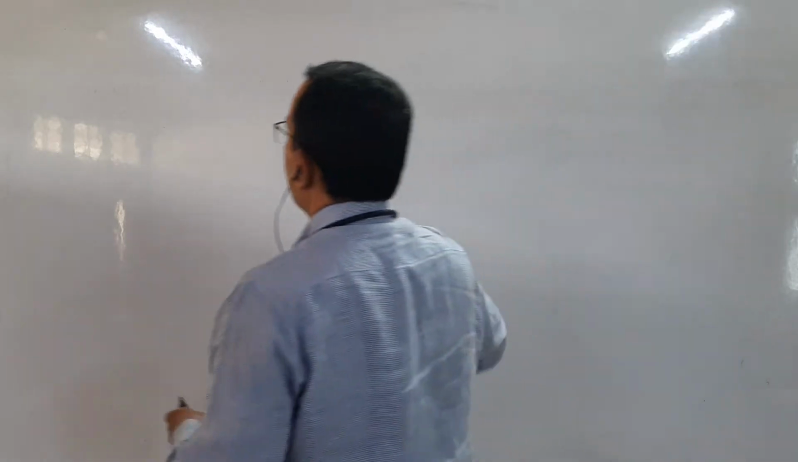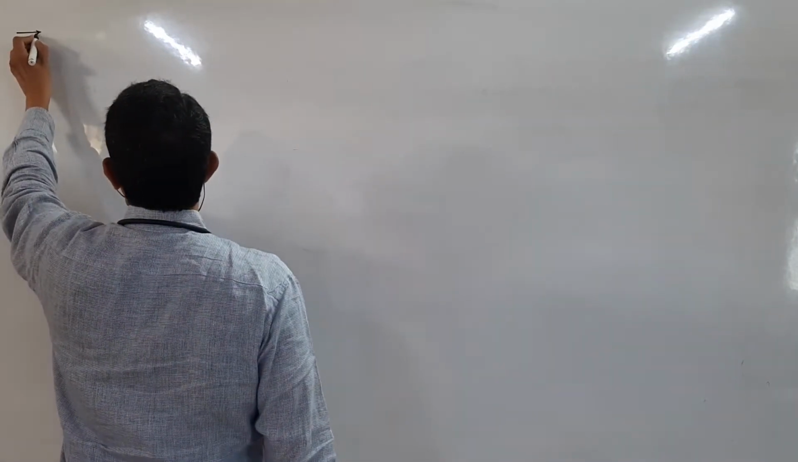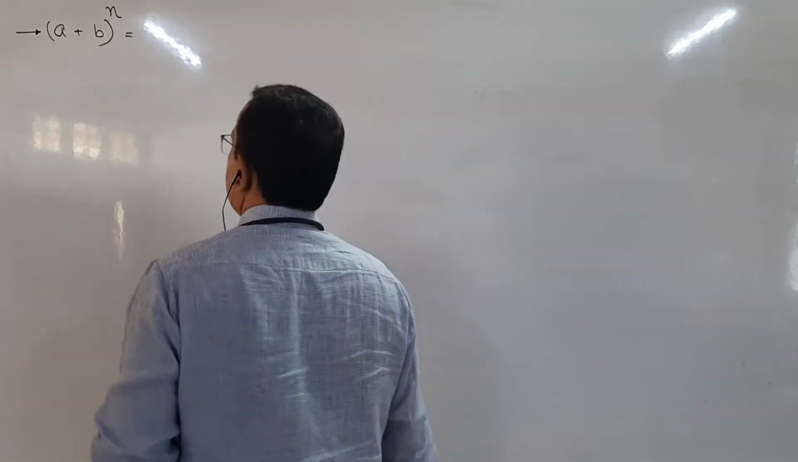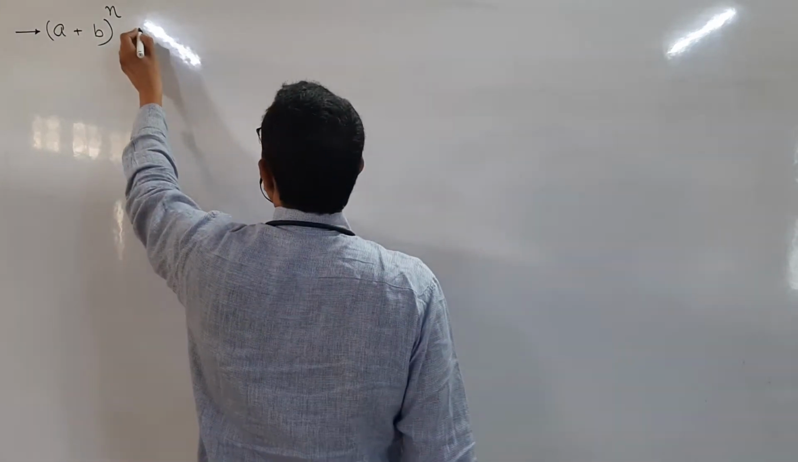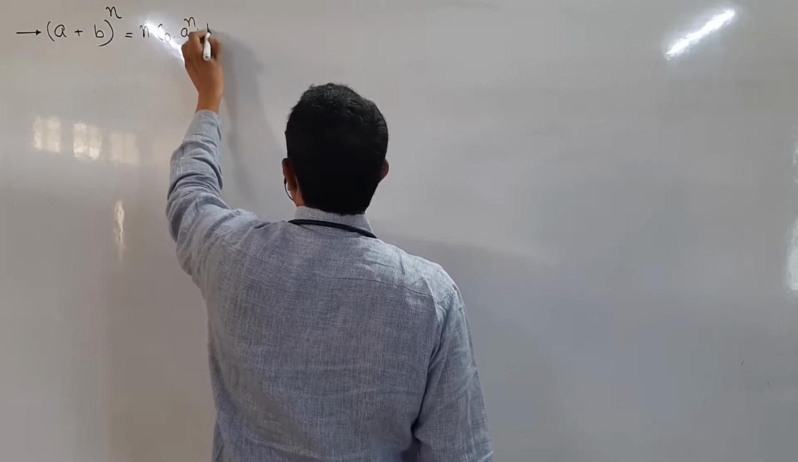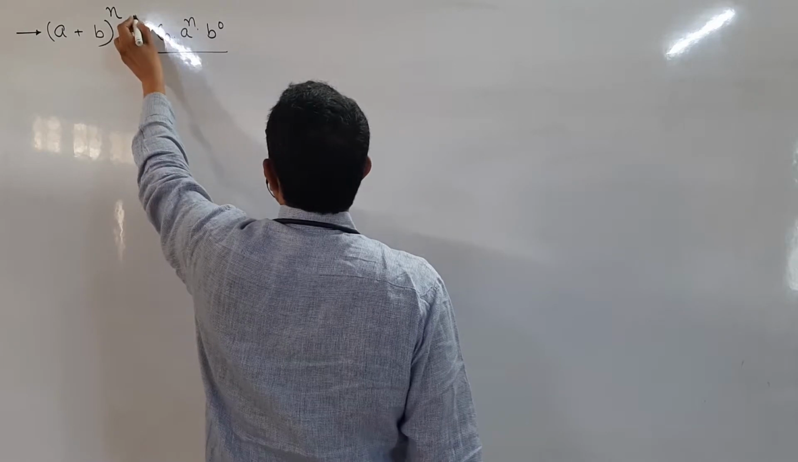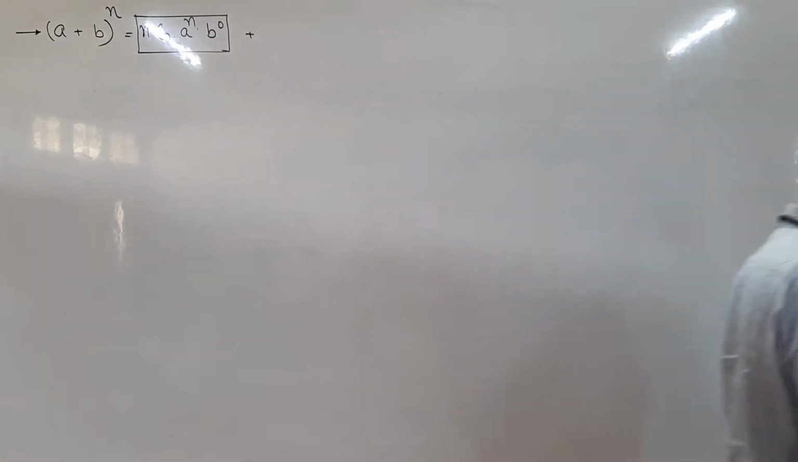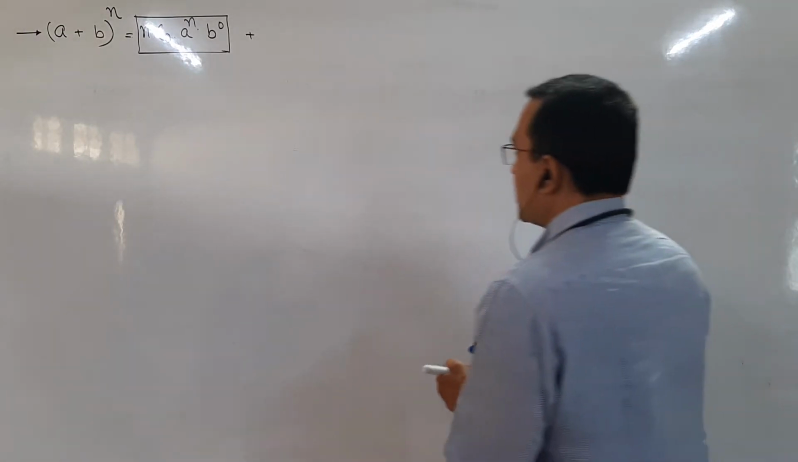So let us revise the binomial expansion formula, and the formula is (A plus B) raised to N. Now the first term in the formula is NC0, A raised to N, B raised to 0. Students, this is the first term. From the second term onwards, there are three changes, all of you know. In NCR, R increases by 1, power of A decreases by 1, and power of B increases by 1.